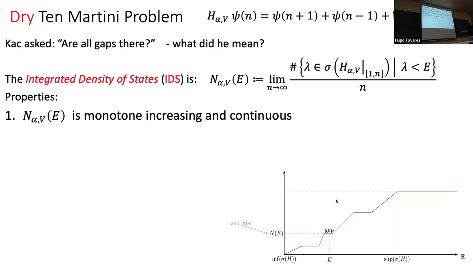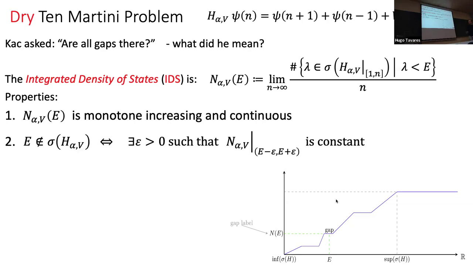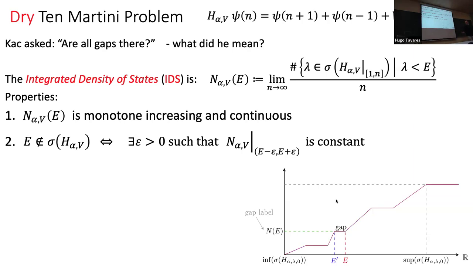Now, how does it look? It looks something like that. It's an increasing function, continuous. We denote it as N, or N alpha V, because it depends on alpha and V. As a function of energy, it looks something like that: monotone, increasing, and continuous. Also, whenever you have a point not in the spectrum, then there is a neighborhood such that the IDS, the integrated density of states, is constant. So you see that it is constant in some regions, and these regions where it is constant are outside the spectrum. The blue part here is the spectrum. So it increases on the spectrum, and it is constant outside the spectrum.